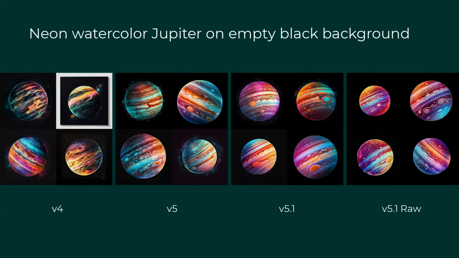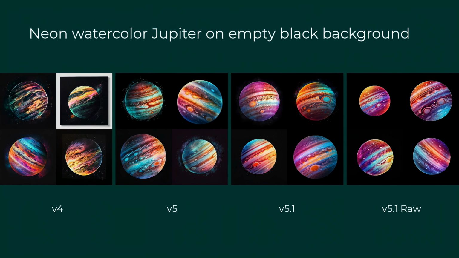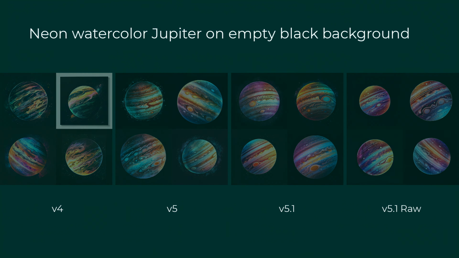In version 5.1 RAW, you can see none of the images have the stars in the background. However, the third image is perfect. I would still prefer version 5.1 over RAW in this set of images. Let's see all 4 selected images side by side.